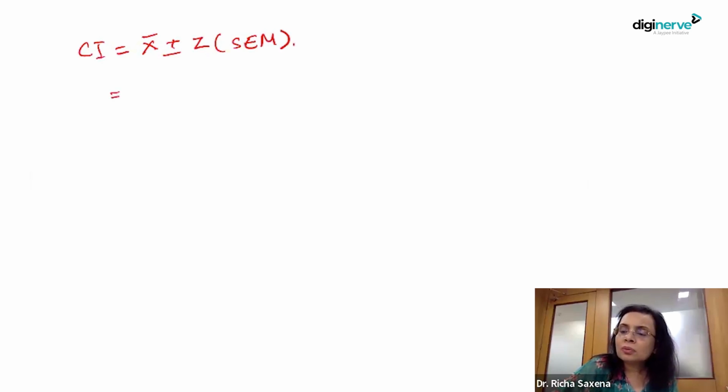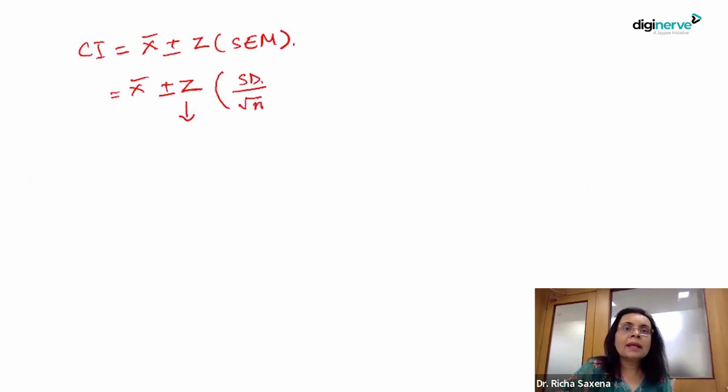Now, what is the Z value? And what is the standard error of mean? Standard error of mean is standard deviation divided by square root of n. N is the sample size. It could be n or it could be n minus 1, whatever gives you a whole number and you don't get values as decimals.